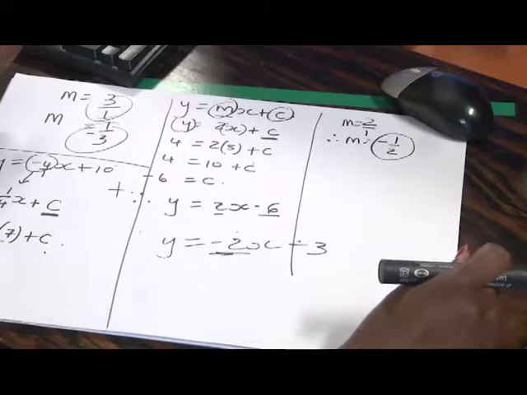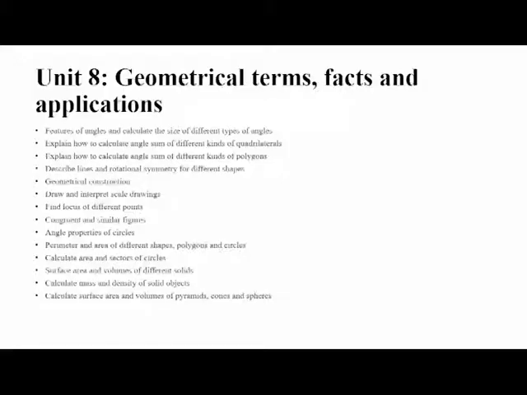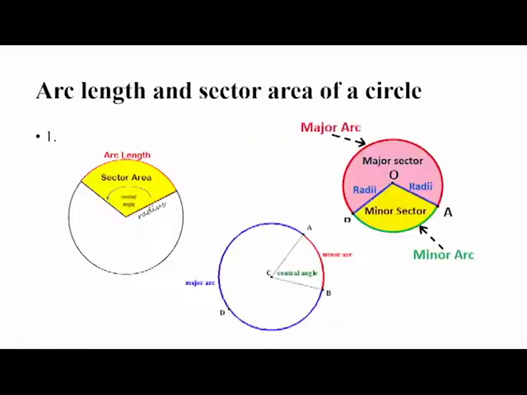Then let's look at the second unit, which has to do with geometrical terms, facts, and applications. We have quite a number of things. This is where we do the angles, similar shapes, properties of angles in a circle, and so on. Make sure that you go through the units so that you know what is expected from you.